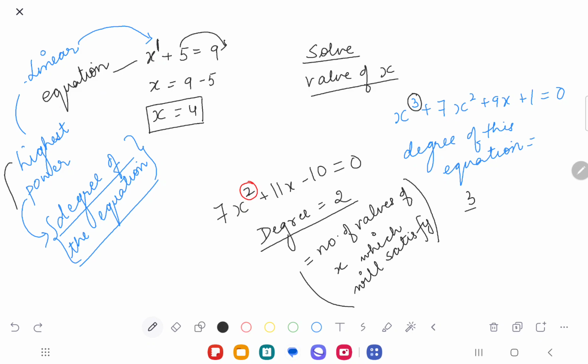So when I am talking about the highest power, the degree of the equation, isn't it? If I'm talking about x square minus x minus 12 equals 0, what is the highest power here? Degree is 2.